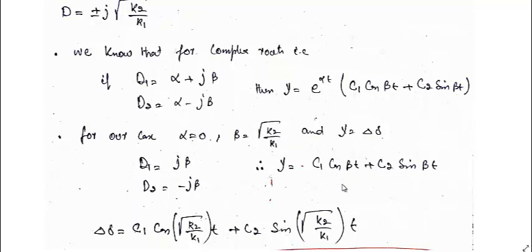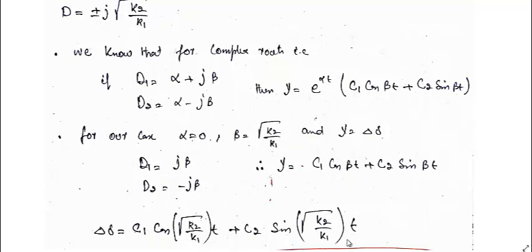So the final result, after putting the value of beta in this equation, comes out to d delta is equal to c1 cos of square root of k1 by k2 into t plus c2 sin of square root of k2 by k1 into t. From here I can get the actual relation of delta delta by having the initial values at t is equal to t naught, that is the switching instant. Let us take it to be equal to 0. At t is equal to 0, this delta delta is equal to 0.